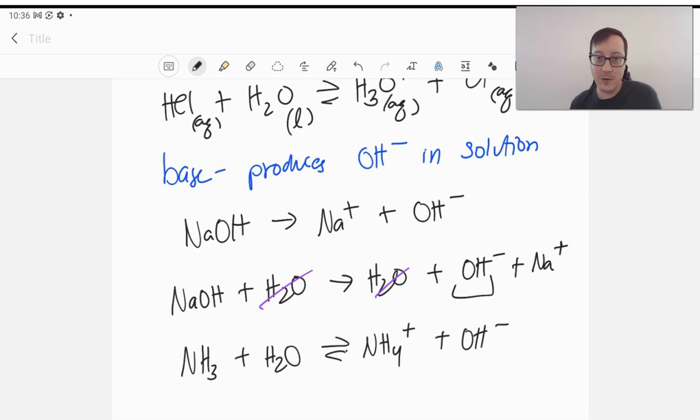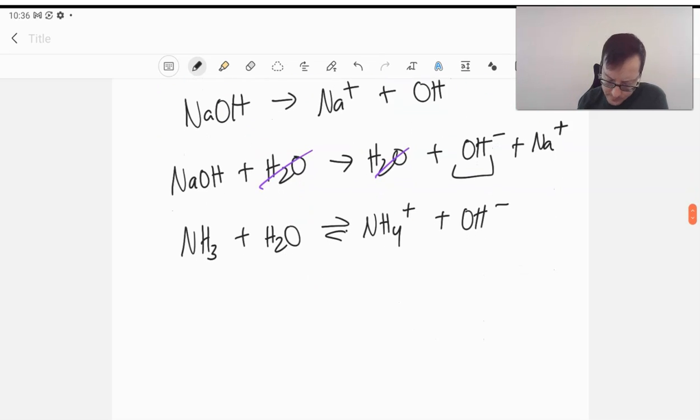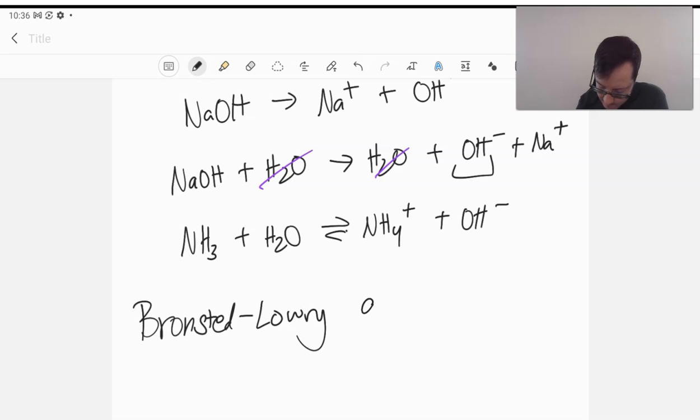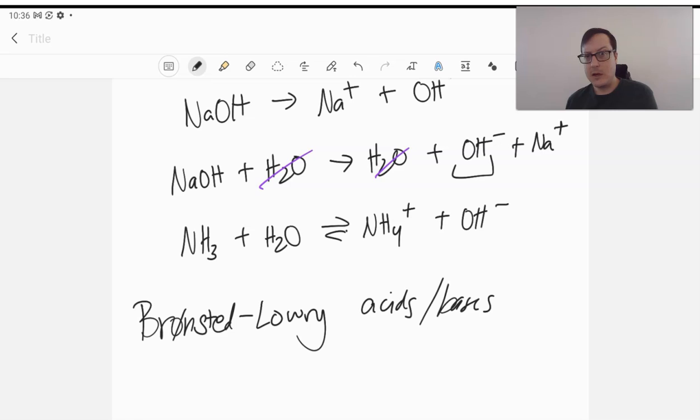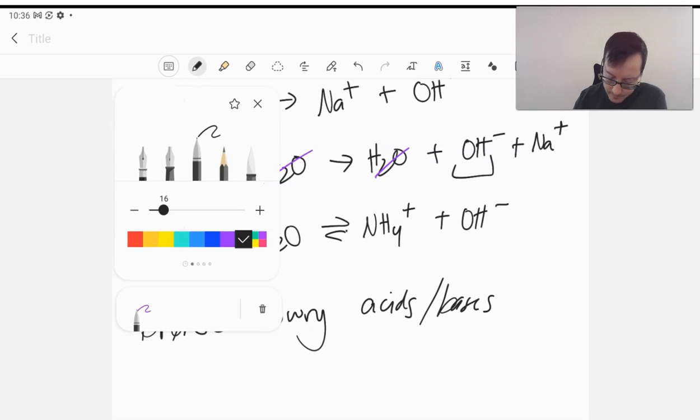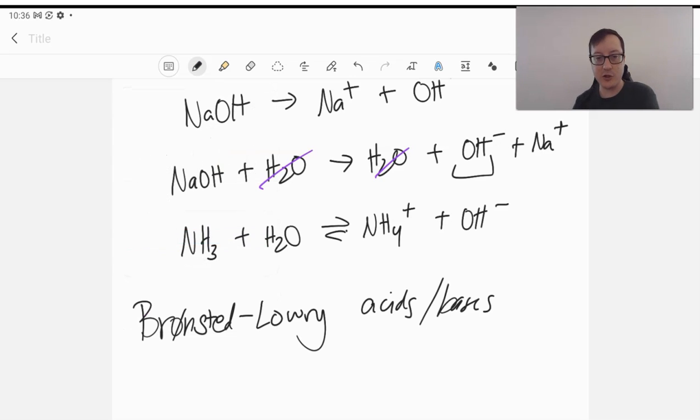And if you think about it that way, we arrive at our next definition, which is the definition we're going to use throughout this course, which is the Bronsted-Lowry definition. And I believe we have a line through that O for the Swedish name? I don't know. With this, we're going to broaden that definition.